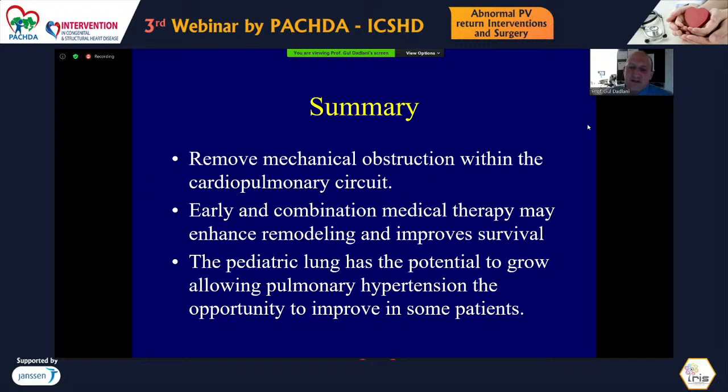And remember that the lung has potential to grow and develop. So as children are growing, they have the opportunity in some cases to outgrow their pulmonary hypertension. So please do your best to continue to give every child every possibility as they come across in your clinical practice. So again, I appreciate the opportunity to speak here today.